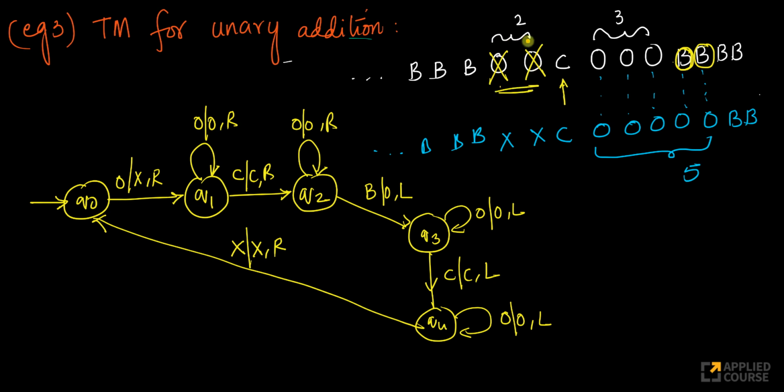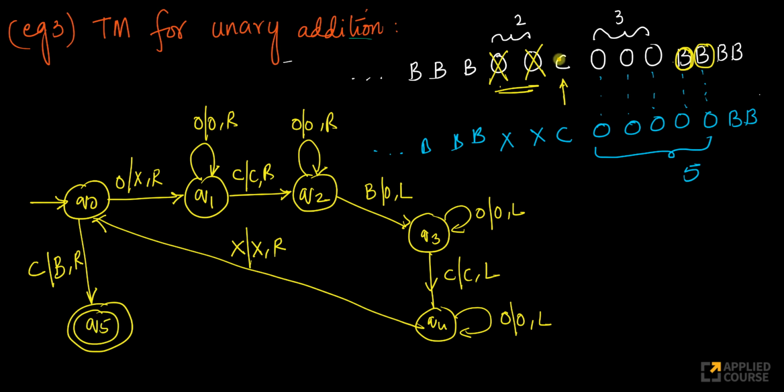Once all of my input is over, what happens? Look at this. When all of my input is over, I'll encounter C. No more zeros left here, right? So when I encounter C, what should I do? I should change my C to B and move right and go to a final state, right? So this becomes my final state.